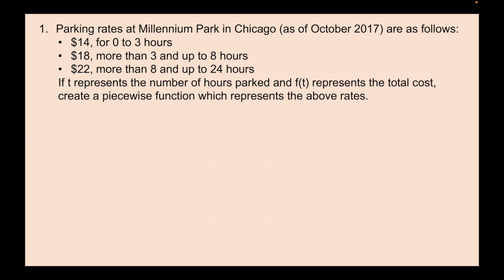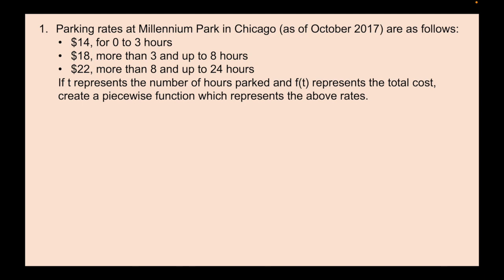So for number one, parking rates at Millennium Park in Chicago as of October 2017 are as follows. It's $14 between 0 and 3 hours, $18 for more than 3 and up to 8 hours, and $22 for more than 8 and up to 24 hours. If T represents the number of hours parked and F of T represents the total cost, create a piecewise function which represents the above rates.